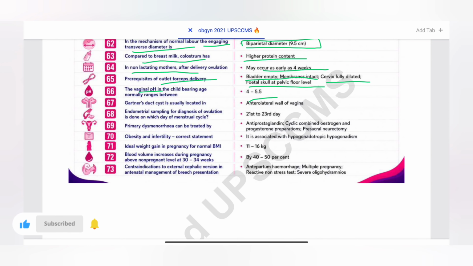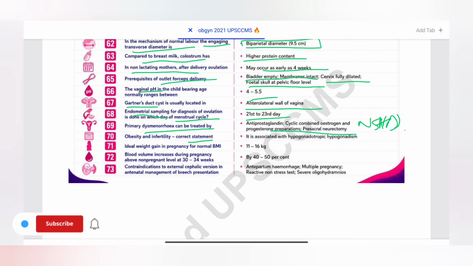Next, Gartner duct cyst located on the anterolateral vaginal wall. Embryology favorite. Next, endometrial biopsy for ovulation assessment, date 21 to 23. Remember, the 7 days before expected menstruation. Primary dysmenorrhea treatment: NSAID first line, combined oral contraceptive if required. Obesity causes infertility by affecting ovulation. The weight reduction significantly improves the fertility outcomes.